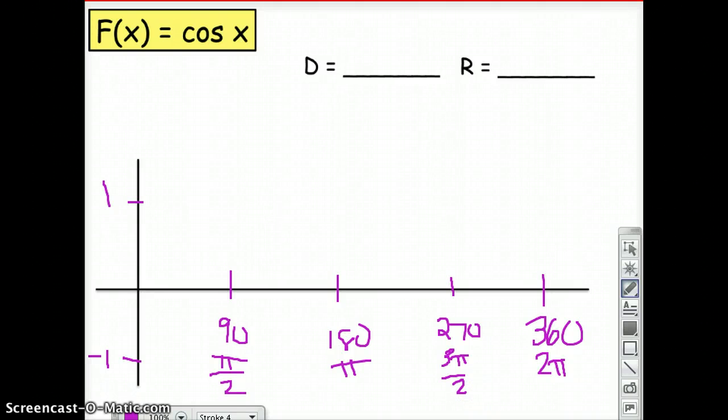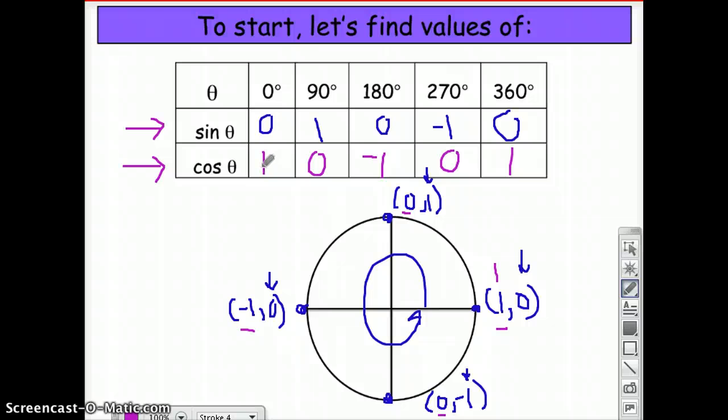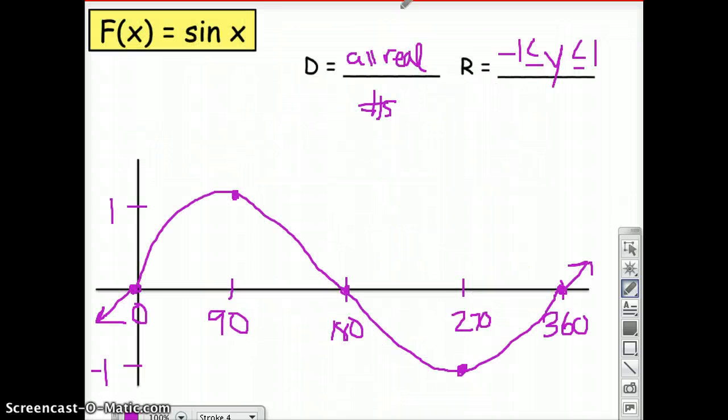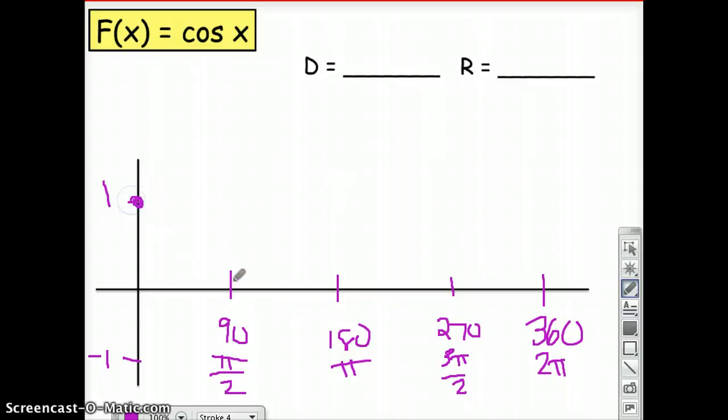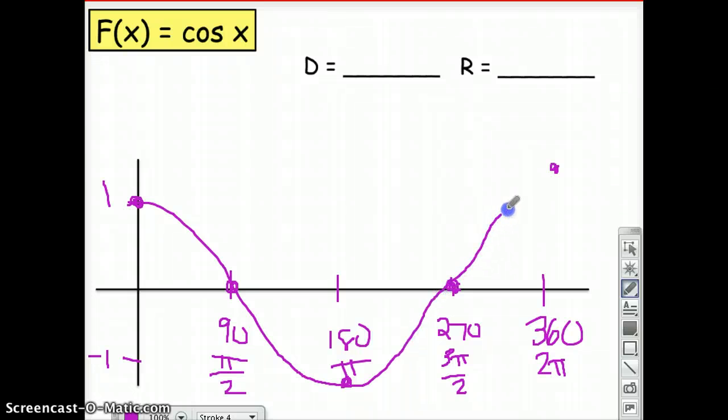And then if we go back to the chart, cosine goes like this: 1, 0, -1, 0, 1. And sketch it with a curve. And the parent graph of cosine looks like this. It looks like a U.